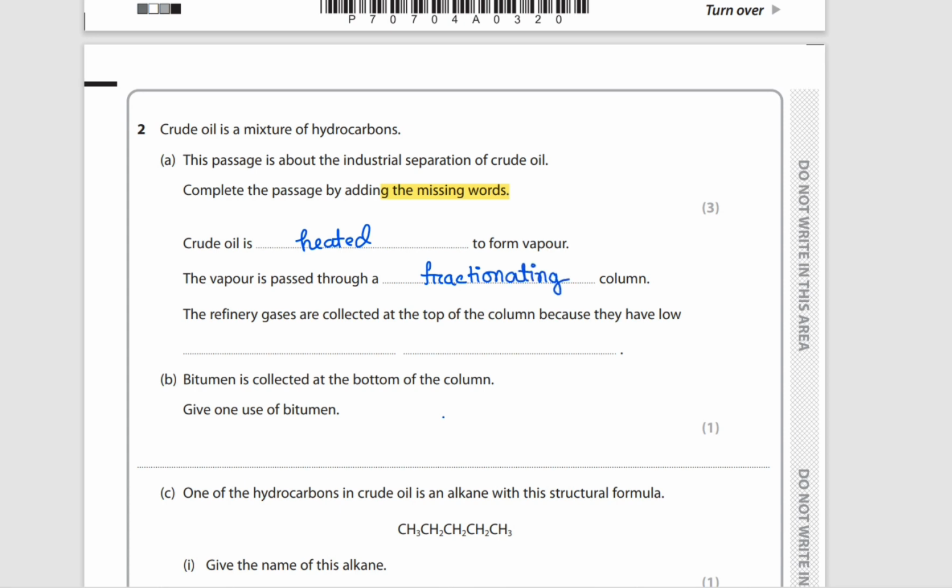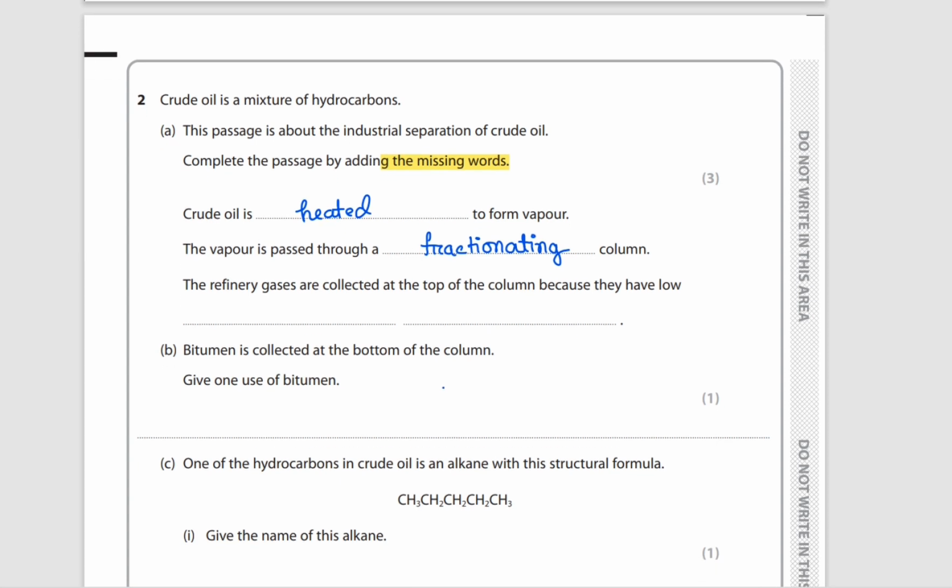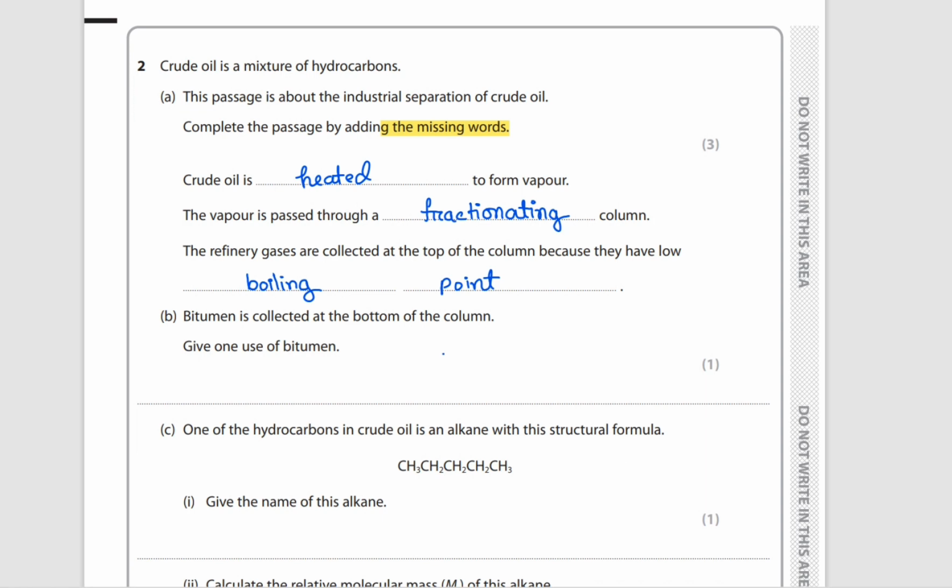The refinery gases are collected at the top of the column because they have low boiling points. The higher the boiling point, the lower in the column they will be collected from. Part A is done. Part B, bitumen is collected at the bottom of the column. Give one use of bitumen. Bitumen is used in road surfacing or making roofs. You can write either of the 2 points because only 1 mark is given for this question. So we can write road surfacing.